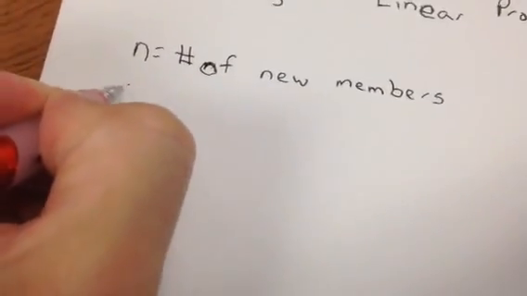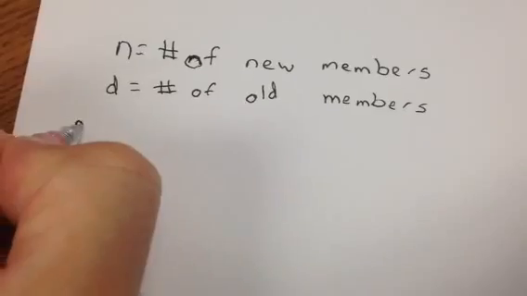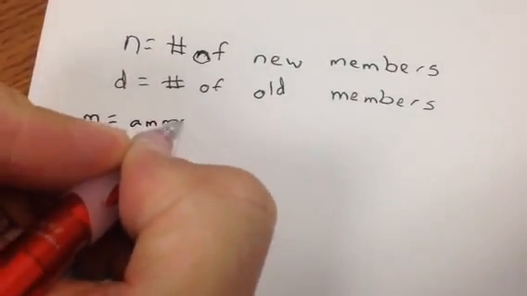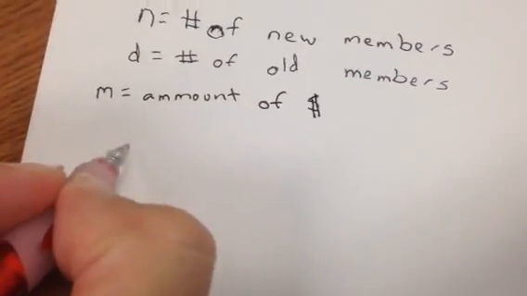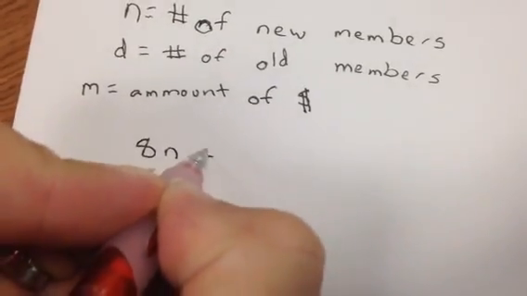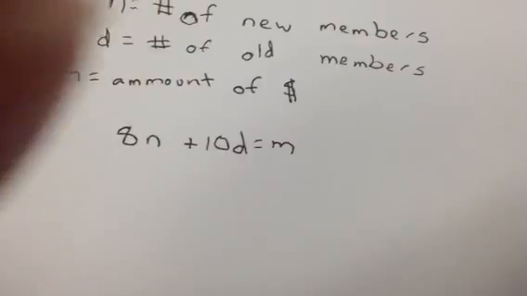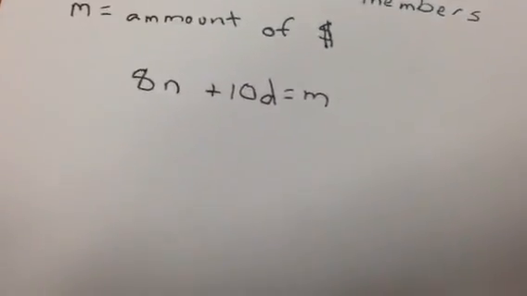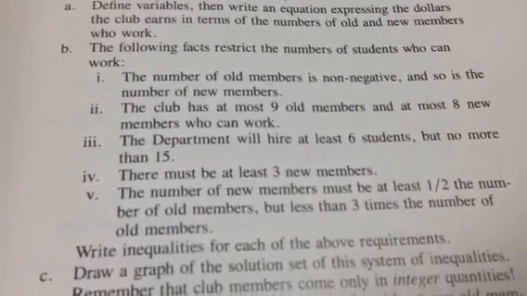And I don't like making O a variable ever, so we're going to make d the number of old members. And we don't know our amount of money either. We do know that since we get $8 for each new member, we have 8n plus 10d, $10 per old member, equals our amount of money. So we defined those variables, and it gives us the following facts that restrict the number of students who can work.